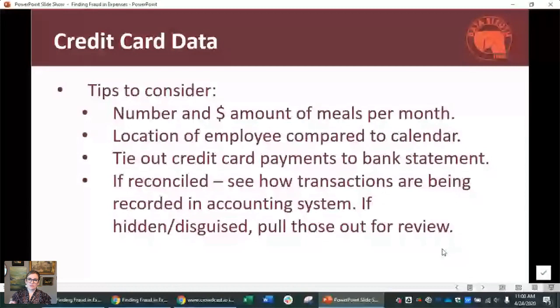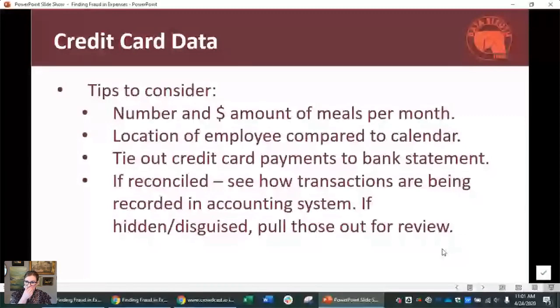We also need to make sure that any credit card payments we have tie out to the credit card payments that we're seeing on those bank statements, to make sure that the credit card statement we're looking at was actually paid for by the business. That's sometimes a link that's forgotten.